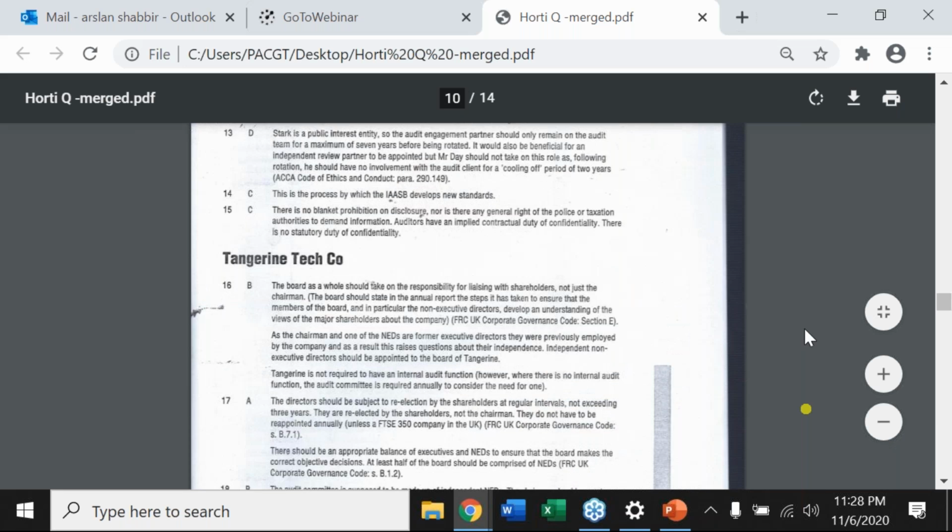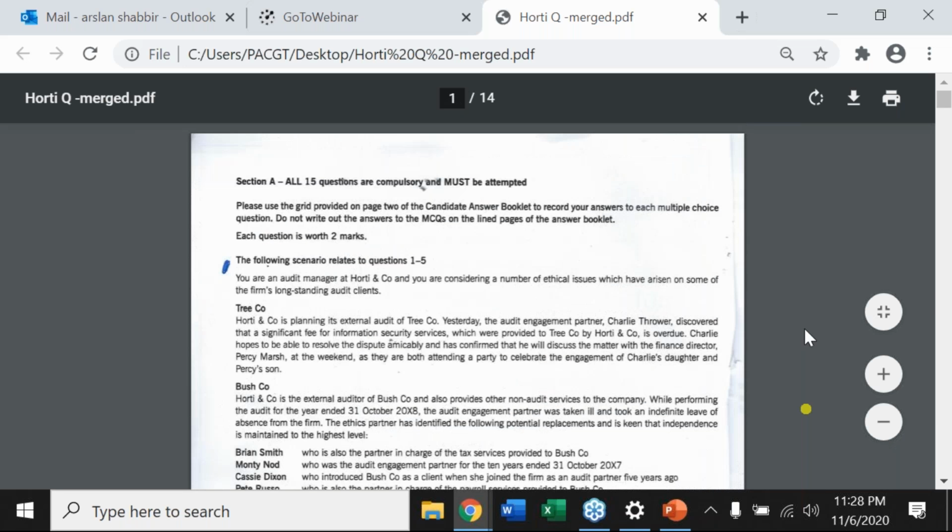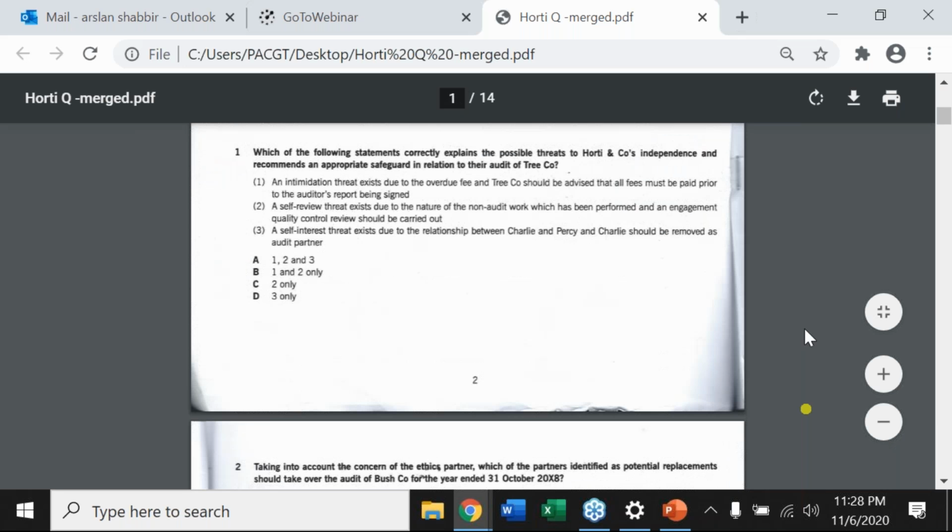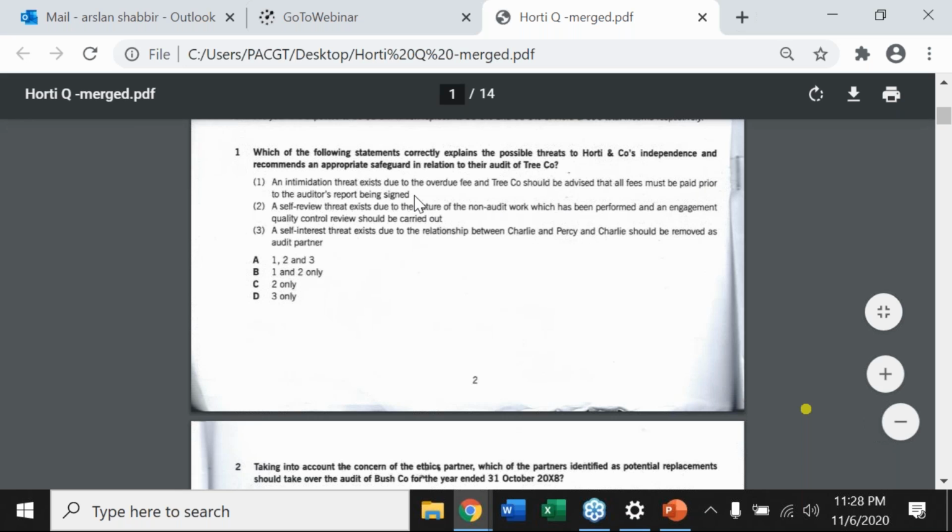First, we will discuss the options. Which of the following statements correctly explain the possible threats to Houghton and Co. independence and recommends an appropriate action? So I will discuss it one by one. An intimidation threat exists due to the overdue fees, and Tree company should be advised that all fees must be paid prior to the auditor's report being signed.